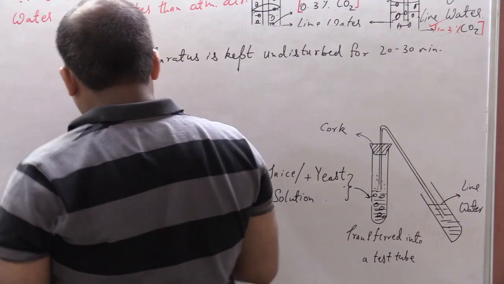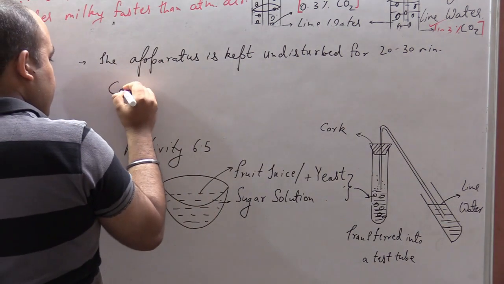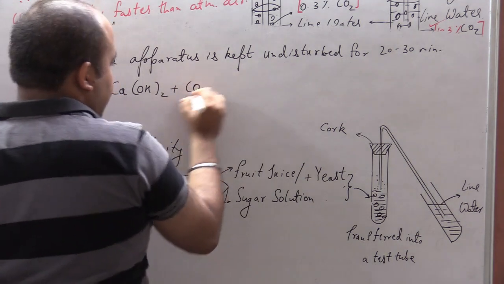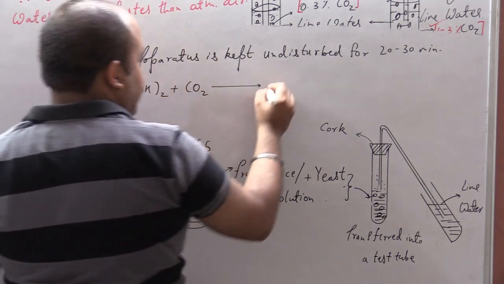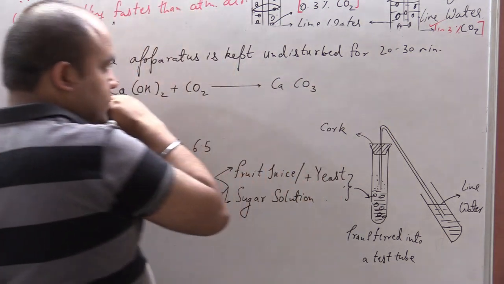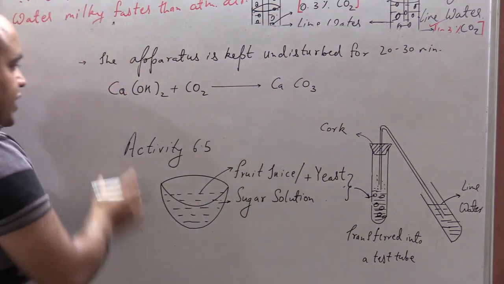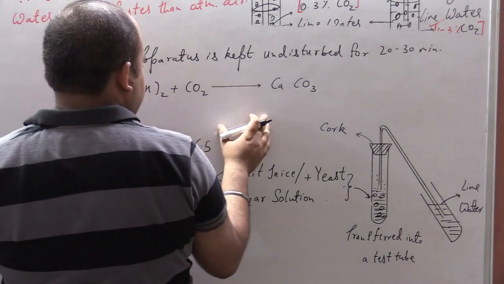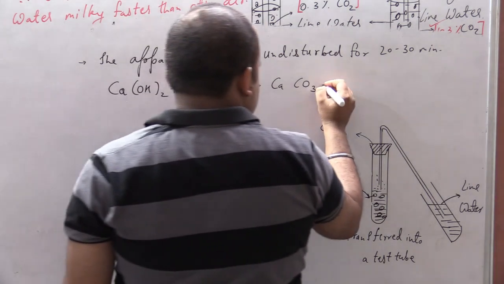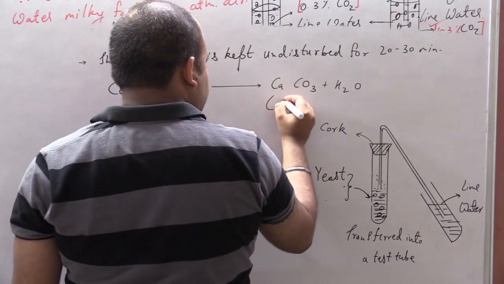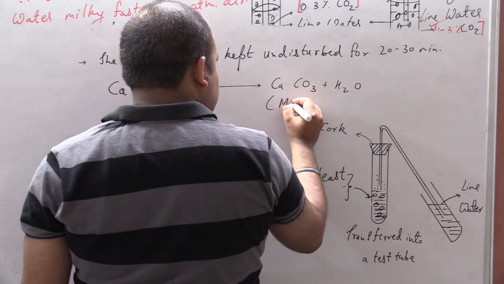Then what is going to happen? This lime water will react with carbon dioxide and get converted into calcium carbonate. That is, Ca(OH)2 will react with carbon dioxide, leading to the formation of CaCO3 and water molecules. And this calcium carbonate which is produced will turn the solution milky.